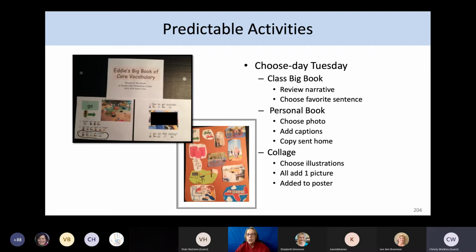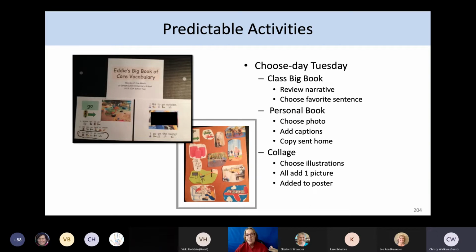Then Tuesday is Tuesday. And Tuesday, as the word choose implies, it's a day of more choice making. So this is where they start creating their class big book. They have their class big book where they review the narrative, and everybody gets to vote on which sentence they like the best, and who cares which sentence they vote, but they get to have an opinion and talk about why they like that sentence. So they're putting together their own big book that's got some photos of what they did and their different sentences.